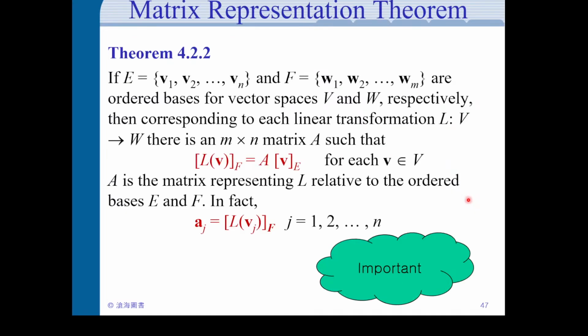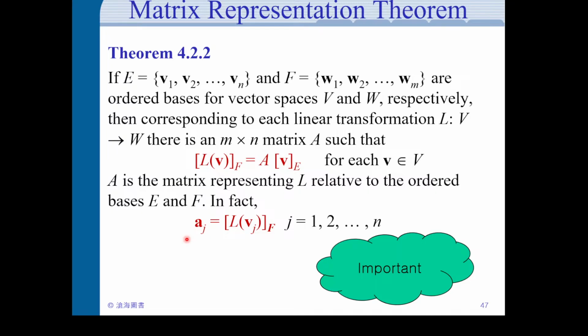So written out, the theorem is like this. We have an ordered basis for V and an ordered basis for W. Then we can have a matrix that will transform the coordinate of a vector to the coordinate of the image of the vector V. So this coordinate in F is equal to A times the coordinate in E, for every V. And this A is calculated by just looking at how each basis element is mapped into F. So you have L over all the V, and we need to take the coordinate with respect to F.